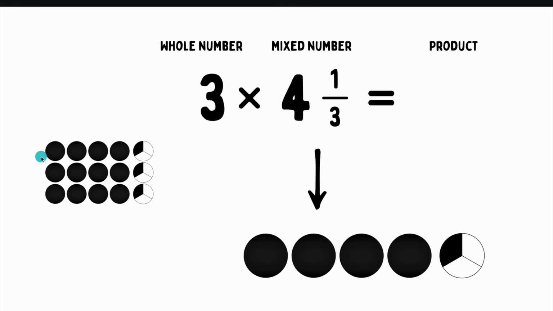Now let's count up the wholes. 4, 8, 12. Let's see if we can make another whole. We have 1/3, another third, and another third. We can combine these to make another whole. So 12 plus 1 is 13. The product is 13.